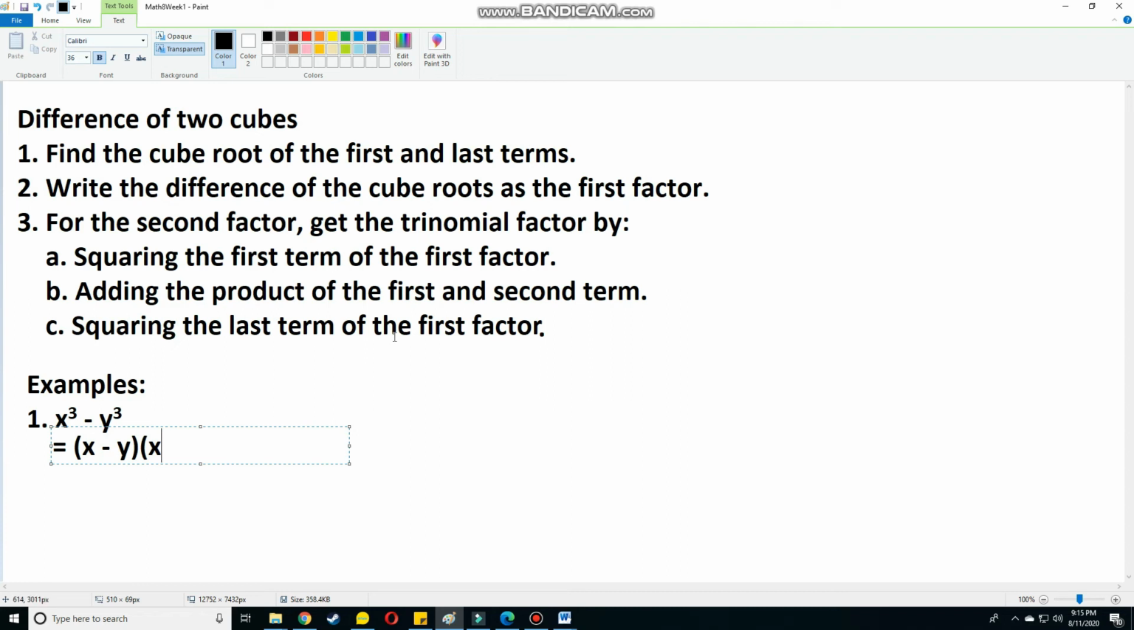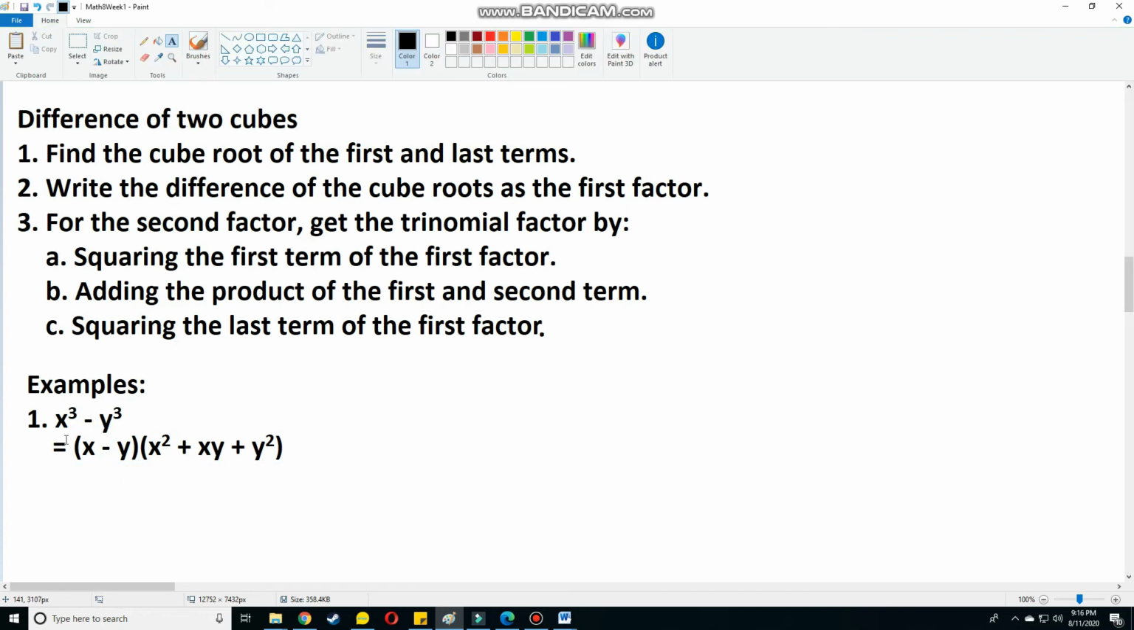Our first term is x, so x raised to the second power, that's x squared. And then now we have adding the product of the first term and the second term, x times y, that's xy. And then lastly, squaring the last term of the first factor, y raised to the second power, that is y squared. Okay, and that's it. This is now our example for the difference of two cubes.